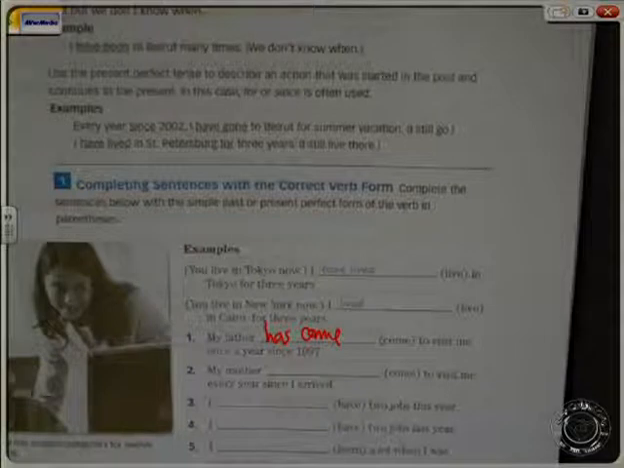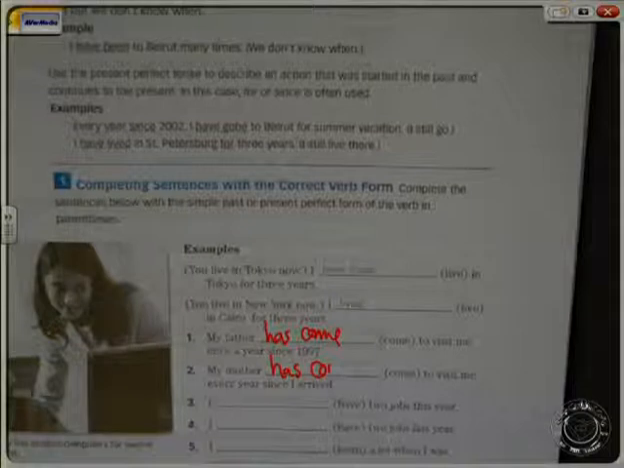My mother, come, to visit me every year since I arrived. So my mother has come to visit me every year since I arrived.